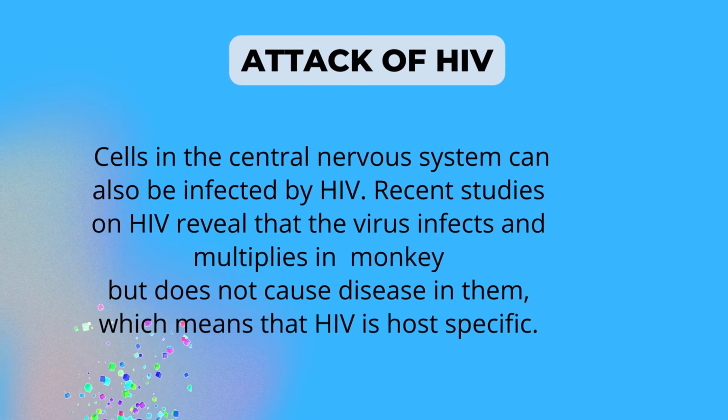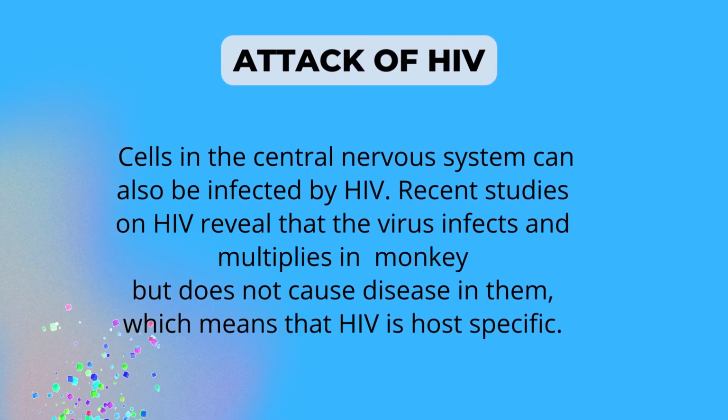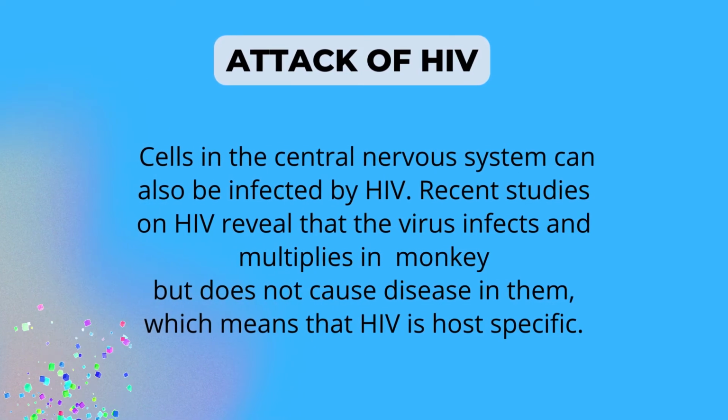HIV not only attacks our immune system, it can also infect the central nervous system. Recent studies on HIV reveal that the virus infects and multiplies in monkeys but doesn't cause disease in them. Why? Because they don't have specific receptors. These receptors are present in human beings on their T lymphocytes, that is white blood cells.